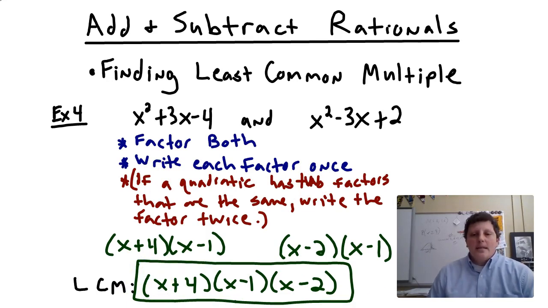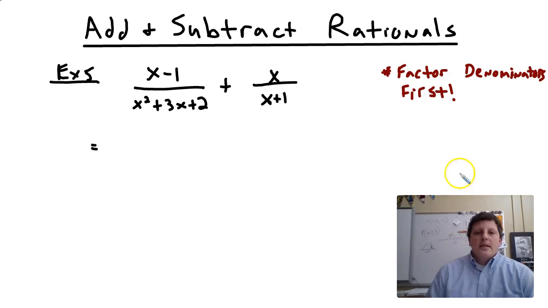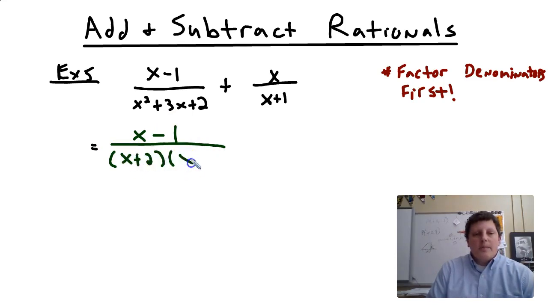Now let's embed this into our adding and subtracting of rational expressions. So when we're adding and subtracting, we need to get like denominators. To do that, that means that we must first factor the denominators. So I have x minus 1 over x squared plus 3x plus 2. This denominator is factorable, so I'm going to factor it first. It's going to factor to become x plus 2 times x plus 1.